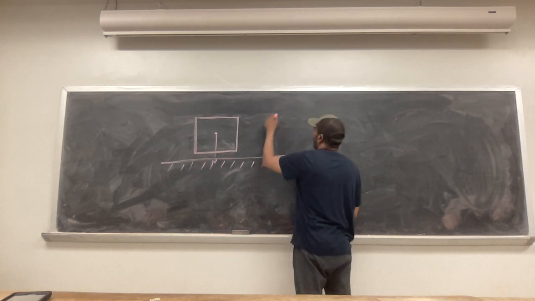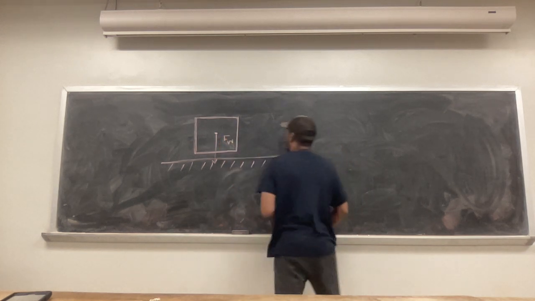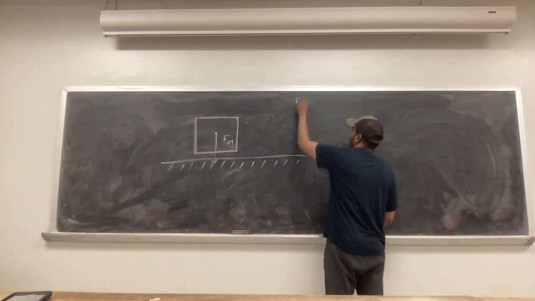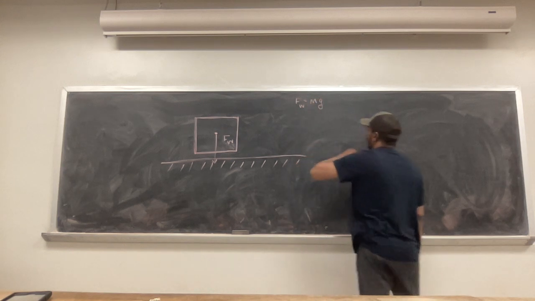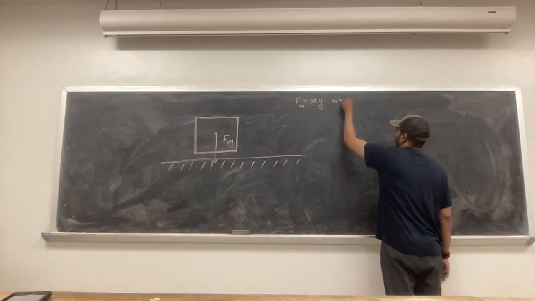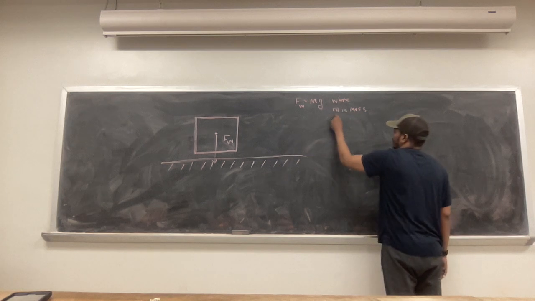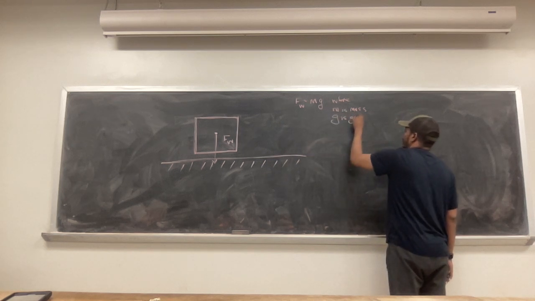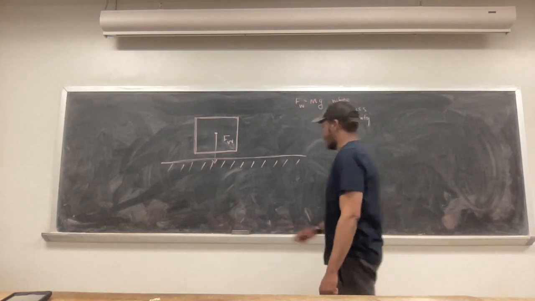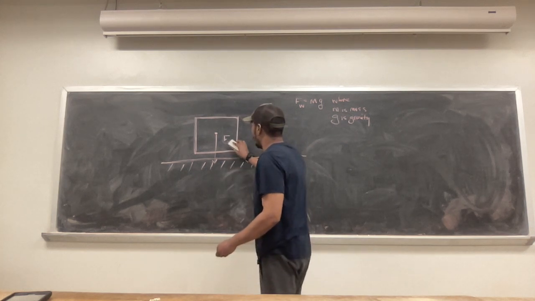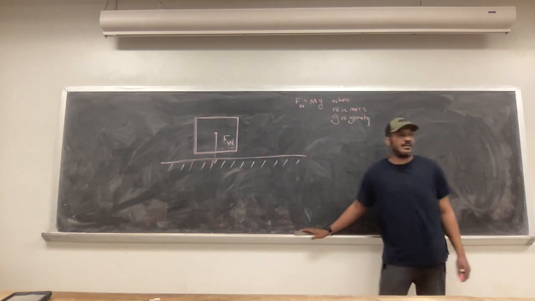Let's just call it F sub W. And F sub W is equal to what? m, which is your mass, times g, gravity, where m is mass and g is gravity. Make sure we write the W. That's weight, force of weight.